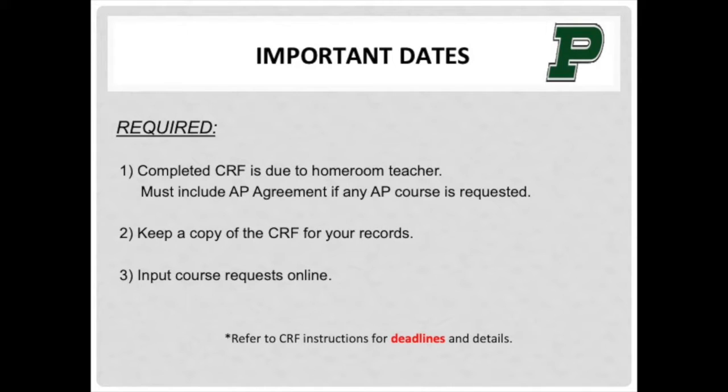To complete your course request and be recognized within the system, you are required to: 1. Return a completed CRF form to your homeroom teacher. This includes a completed and signed copy of your AP agreement if you have requested an AP course. 2. Make a copy of your CRF for your own records. And 3. Input your course requests online.